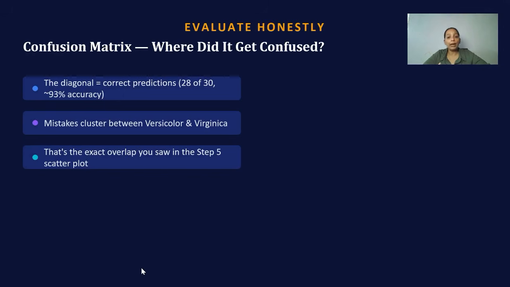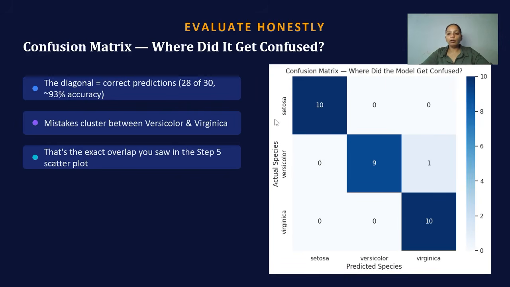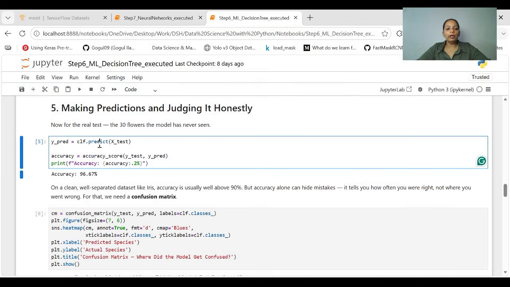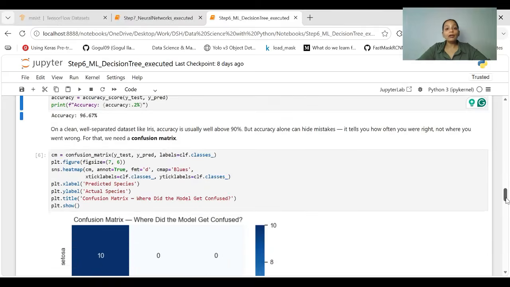Now it's time for making predictions and judging the model on the test data set of 30 flowers. Let's see in Jupyter Notebook. Now we're using the predict function for the classifier and calculating the accuracy score. We get a decent accuracy score of above 90%, that is 96.67%. But accuracy alone can hide mistakes. It tells you how often you were right, not where you went wrong. So we need a confusion matrix.